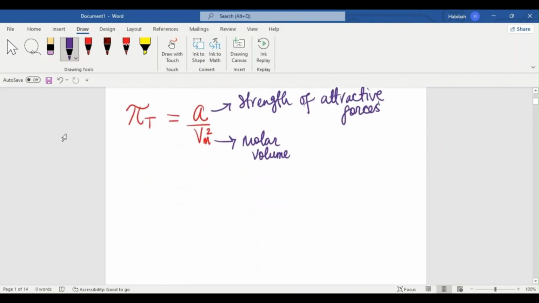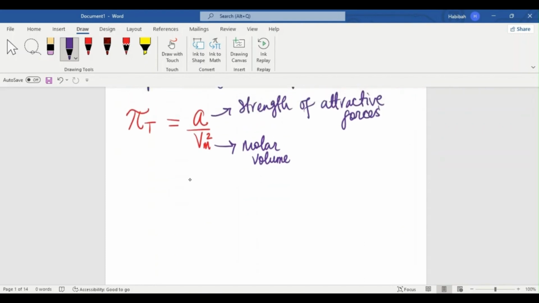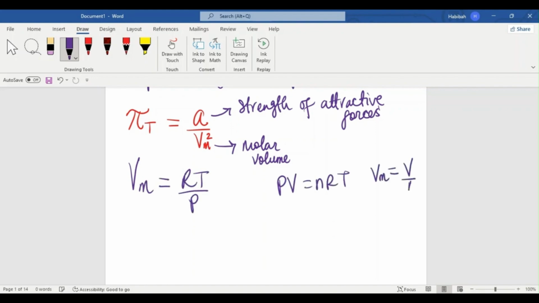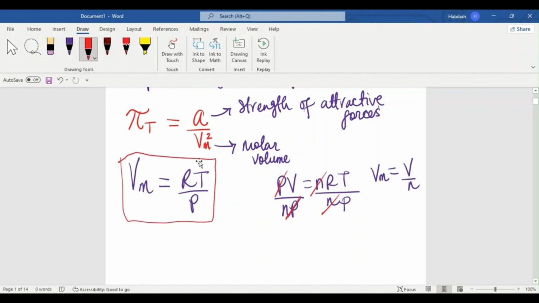So what that looks like is for us to remember that Vm is the same thing as RT divided by P. Remember, PV equals nRT, and Vm is the same thing as V divided by the number of moles. So if you divide by number of moles and P on both sides, what you end up with is Vm equals RT over P. So this is the equation we're going to use to find the molar volume of the gas.